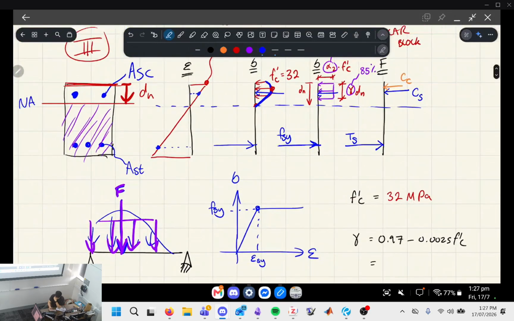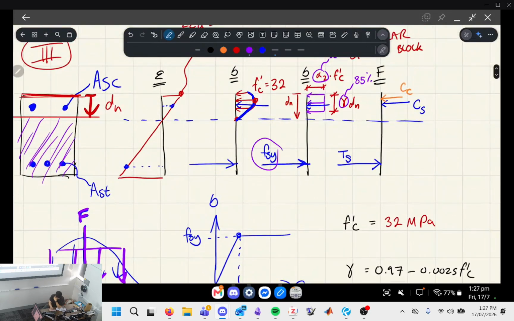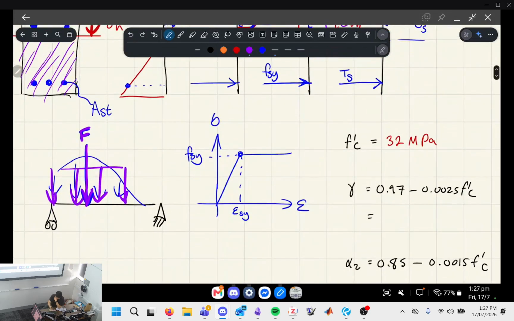All right, so that's all very theoretical right now, but the idea is we're just saying that the stress in the tensile steel has reached yielding. The tensile steel might actually, in reality, be strained to this point over here, okay?